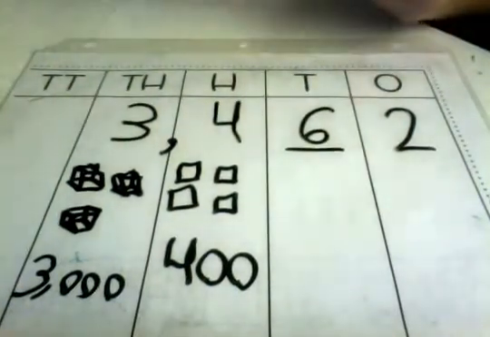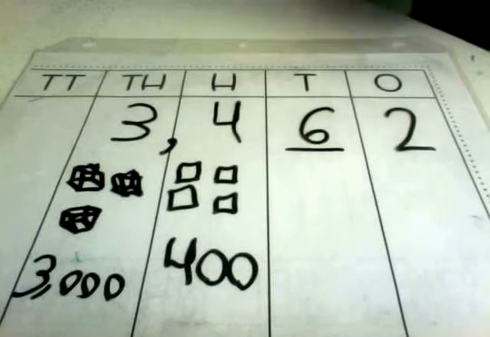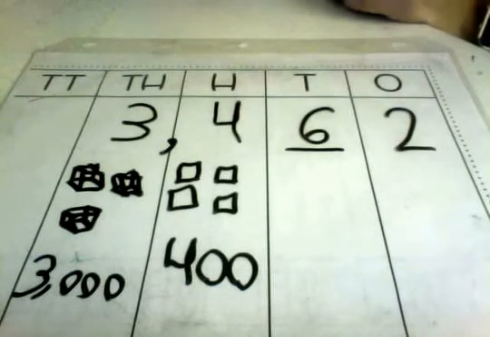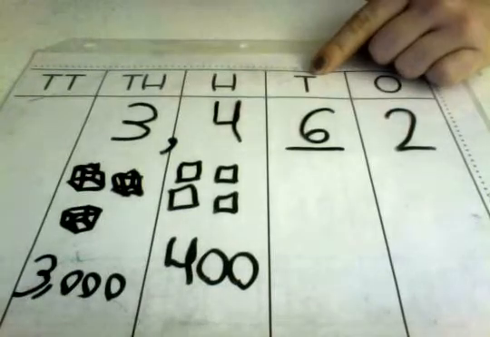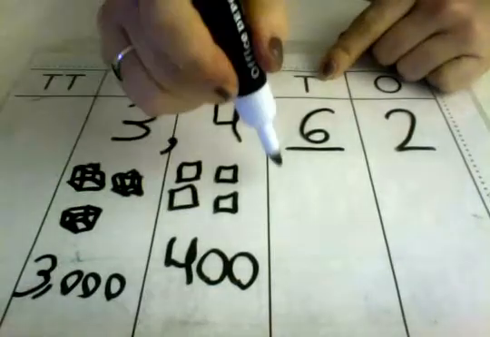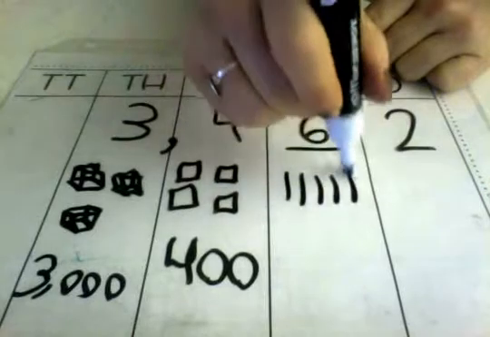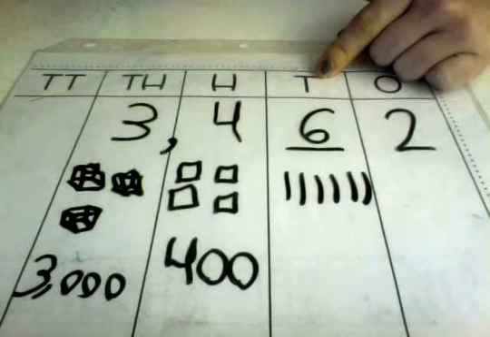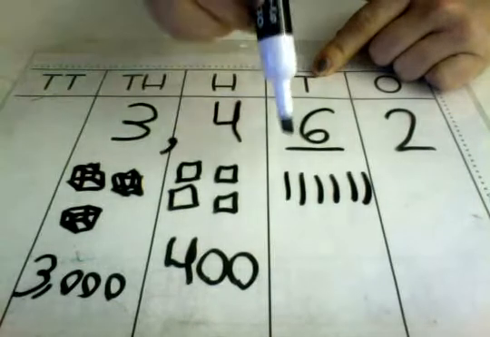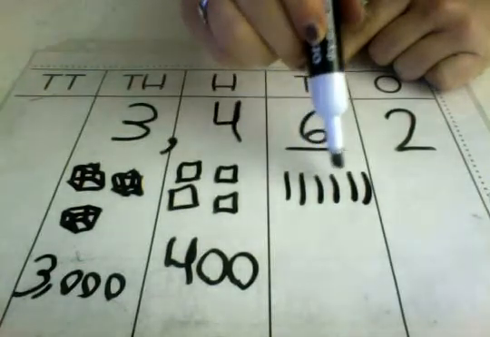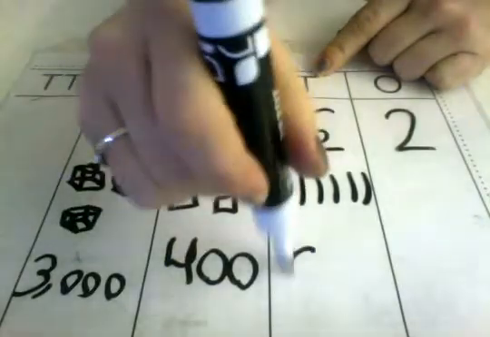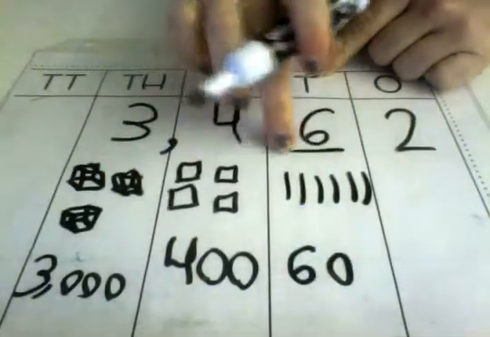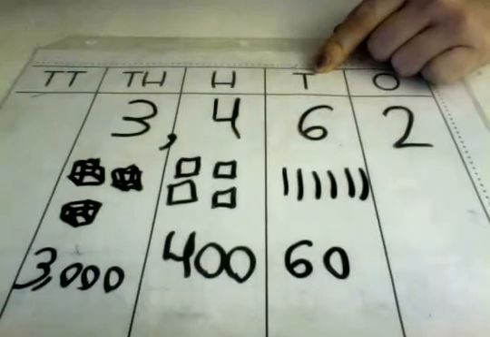Let's go ahead and take a look at this 6. What is the value of that 6? Well, what place value are you in? The tens. So we really have 6 tens here. So 1, 2, 3, 4, 5, 6. When we're in the tens place value, we count by 10. So count by 10. 10, 20, 30, 40, 50, 60.